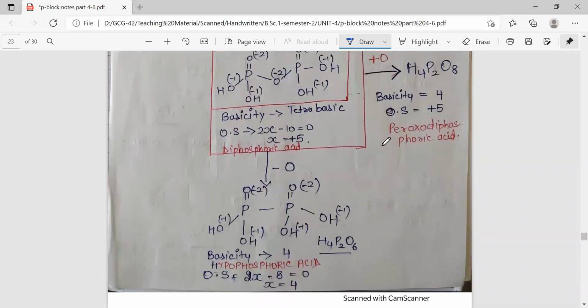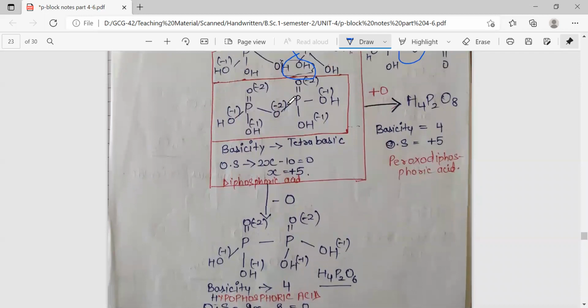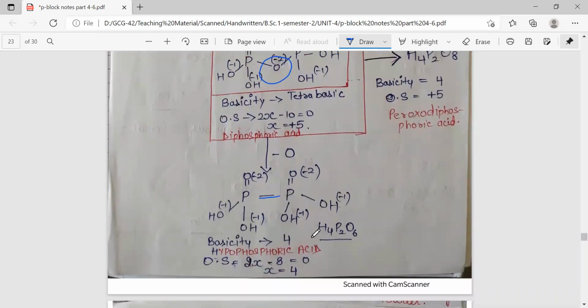Next, the last acid which we can generate from diphosphoric acid is hypophosphoric acid. Hypophosphoric acid comes by removing one of the oxygens from diphosphoric acid. We remove this bridging oxygen and we have a direct PP bond. It is not a double bond, it is a PP single bond, not a double bond. So this is a single bond.